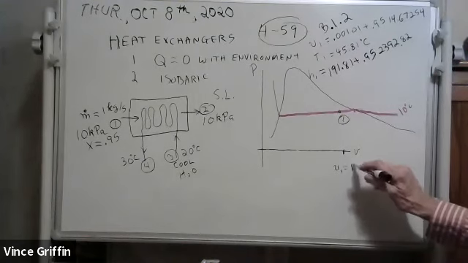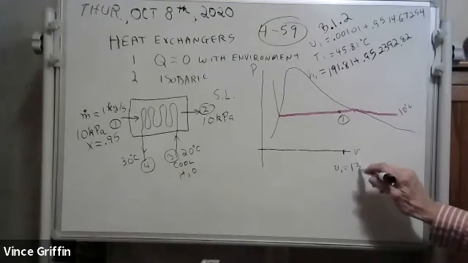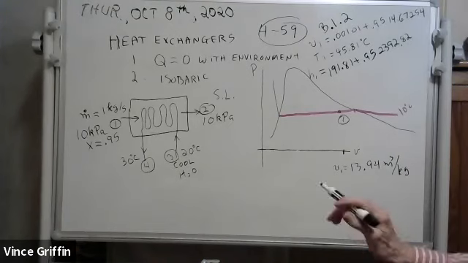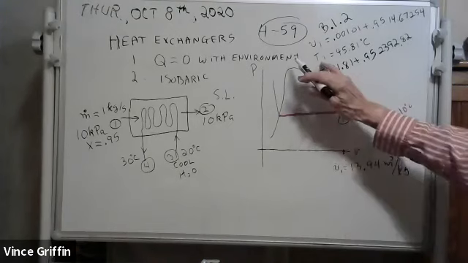Did you get 13.9? I'll round it off to 4. We think we know V1. Now let's get... We already got T1.